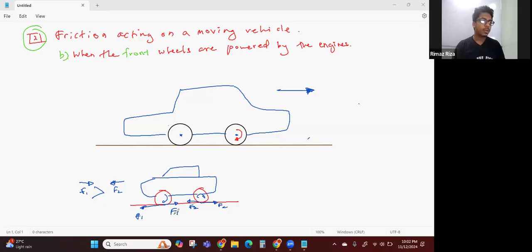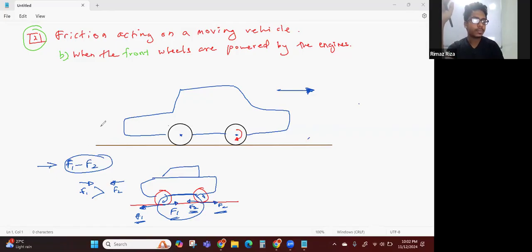Now if you consider these two, F1 and its reaction, they are equal and opposite, but one is acting on the wheel and the other on the ground. Similarly F2, one is acting on the ground, the other on the wheel. So in the horizontal direction, only these two forces are there. F1 is greater than F2, so the resultant will be in this direction, F1 minus F2. So this is the resultant force.